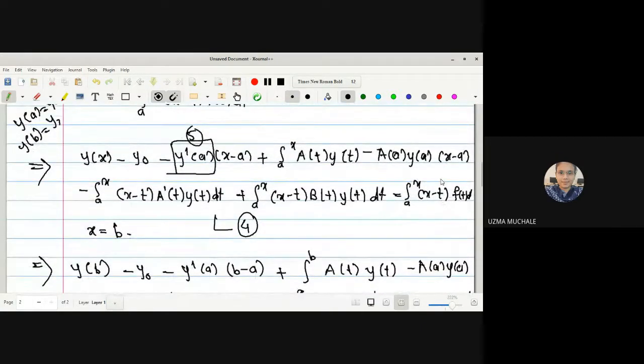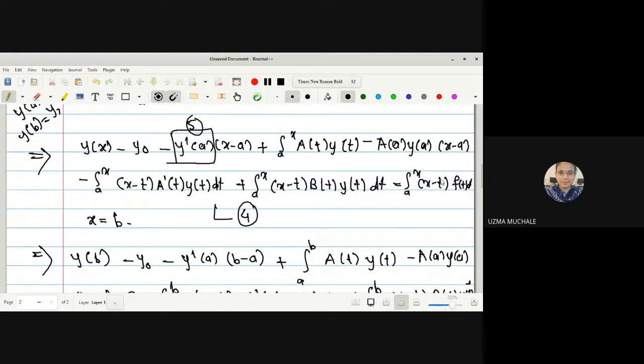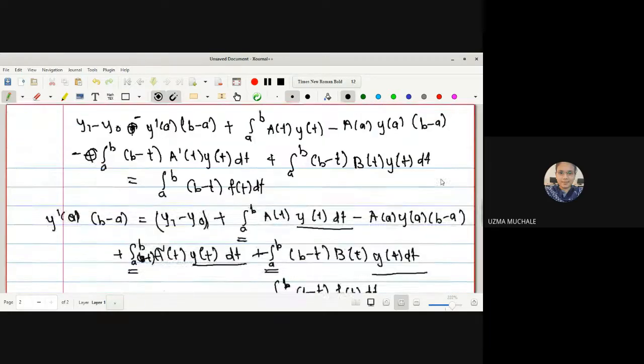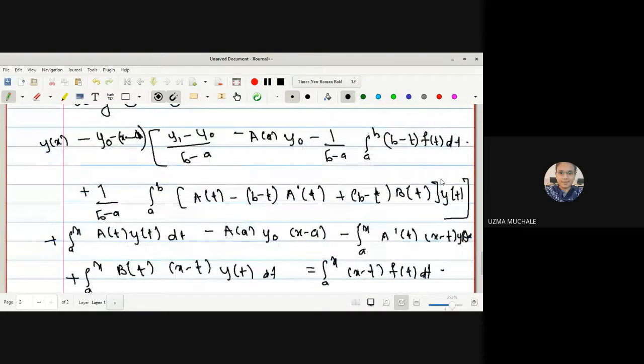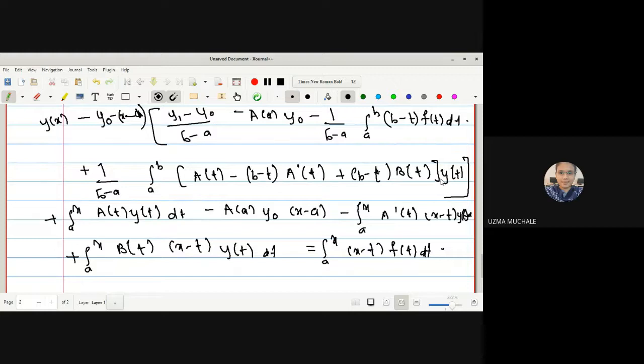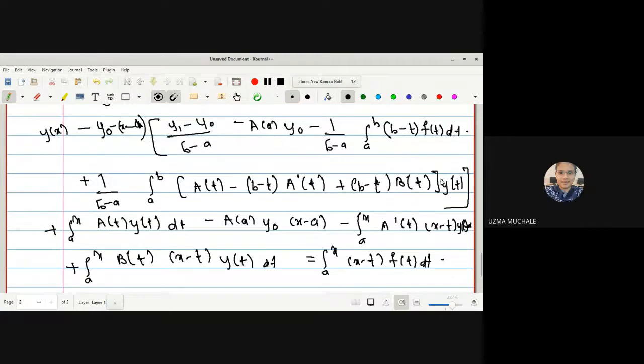Simply we have substituted the value of y dash of a in our equation 4. You can see here this equation we have written once again by writing the value of y dash of a. Okay. So now let me write this equation once again in the form of y of x equal to. After writing this in the form of y of x equals, we have to rearrange it in such a way that we can get the values of lambda, f of x, and k of x,t. Be patient because this is somewhat lengthy, but it is easy. But actually you have to solve it at least one time.